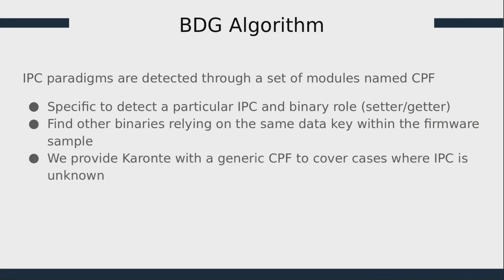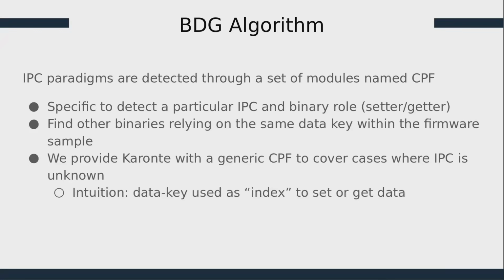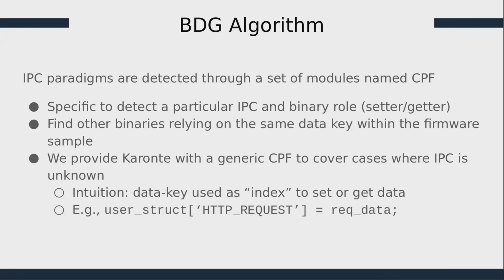We also provide Caronte with a generic CPF to cover those cases where the IPC is unknown, or those cases where the vendor implemented their own version of some IPC. Say, for example, that they don't use setenv, but they implemented their own setenv. The idea behind this generic CPF, which we call the semantic CPF, is that data keys have to be used as an index to set or to get some data, as in this simple example.